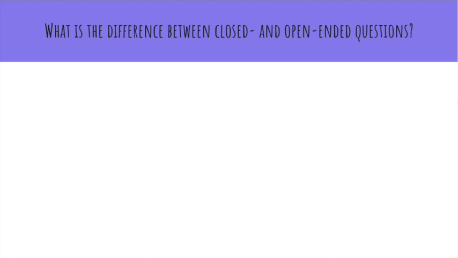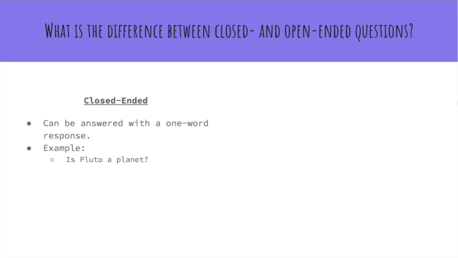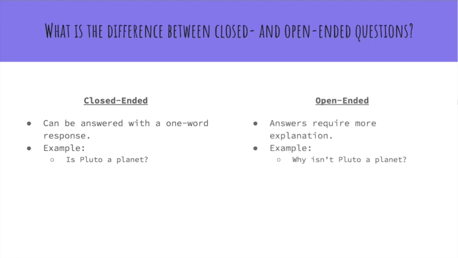So what's the difference between closed and open-ended questions? And remember, at this point, you've seen a video with these terms. Hopefully they sound familiar. Closed-ended questions can be answered with a one-word response. Example, is Pluto a planet? A yes-no question. Open-ended questions always require more explanation. Example, why isn't Pluto a planet?